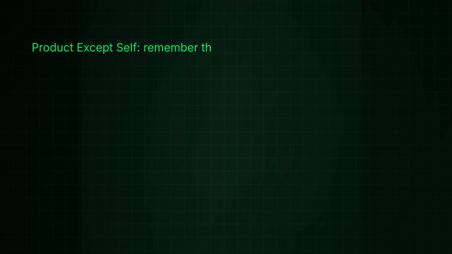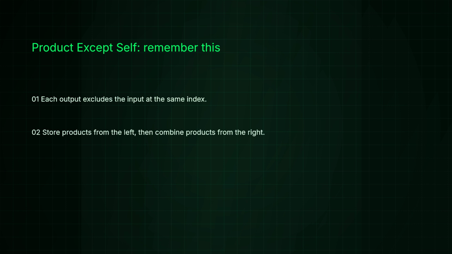Product except self comes down to 3 ideas. Each output excludes the input at the same index. Store products from the left, then combine products from the right. An empty side contributes 1. O of n time and O of 1 extra space besides output.